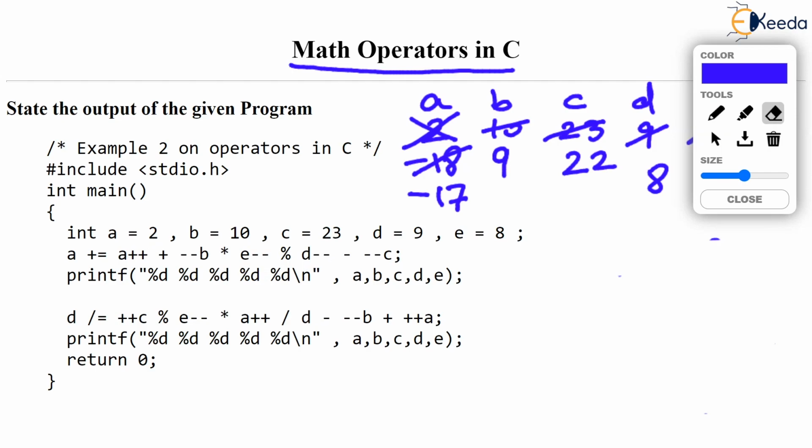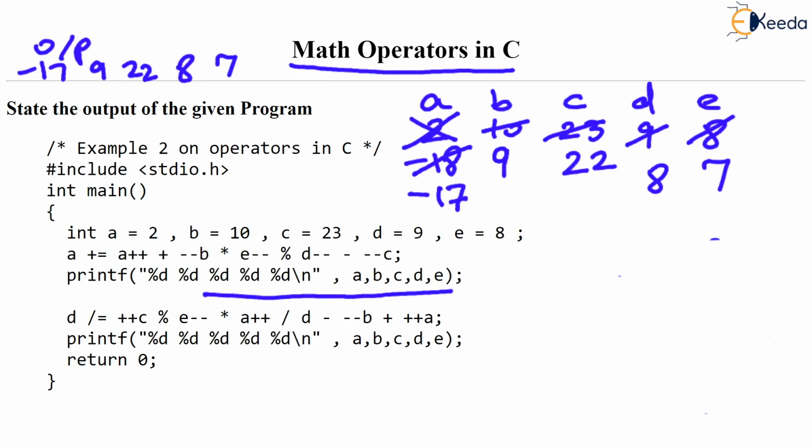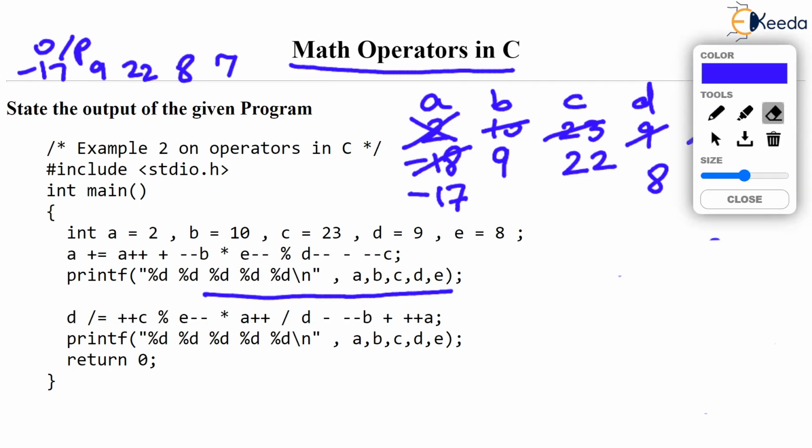Now, last thing done over here is we have printed all values of A, B, C, D, E. So I am writing the output in this corner. A is minus 17, B is 9, C is 22, D is 8, and E is 7. All right. Now let's come to the next expression.